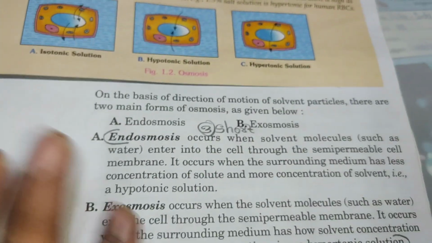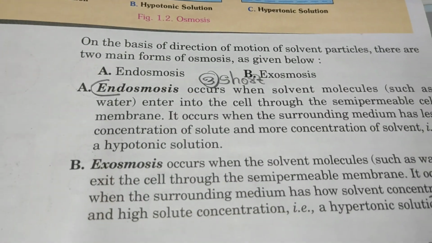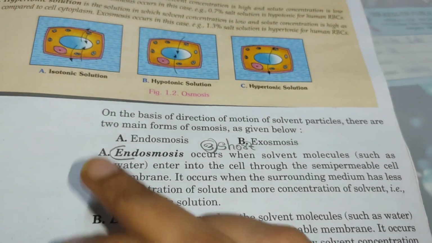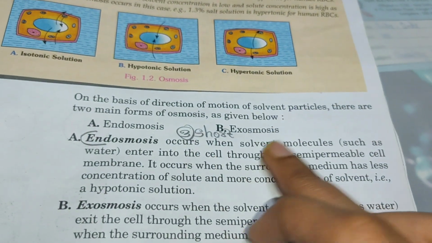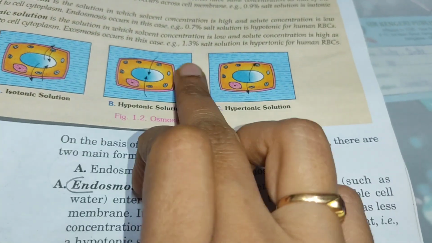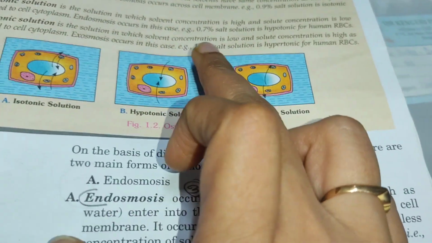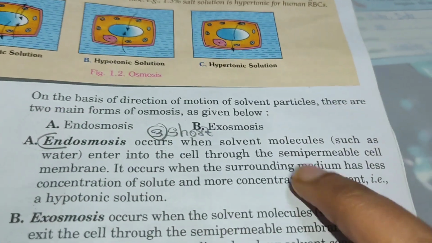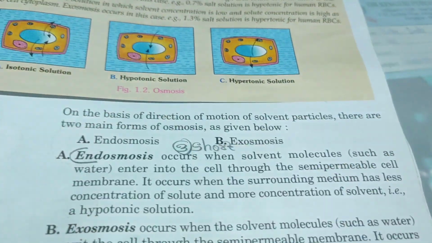And then on the basis of direction of movement of solvent particles, there are endosmosis and exosmosis. Endo means into or inside the cell, exo means outside the cell. Endosmosis occurs when the solvent molecules enter into the cell through the semi-permeable membrane. Here in hypotonic solution, solvent particles are more concentrated, so from more concentration to low concentration, it will be moving inside. So inside the cell is endoosmosis. It occurs when the surrounding medium has less concentration of solute and more concentration of solvent, like that of hypotonic solution.